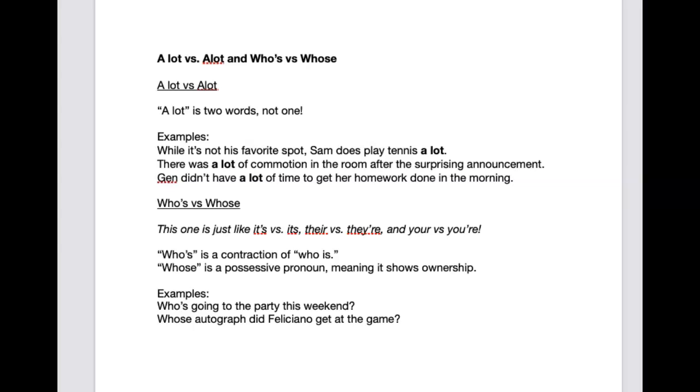Hey guys, so today we're going to talk about some more of our commonly confused words. And today we're going to talk about "a lot" versus "alot" and "whose" versus "who's". So let's start with "a lot" versus "alot".